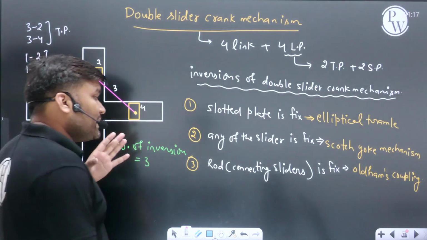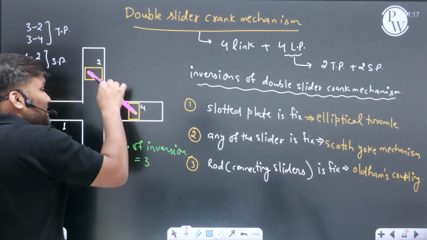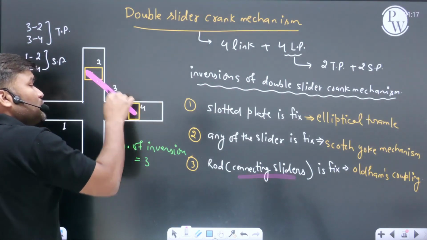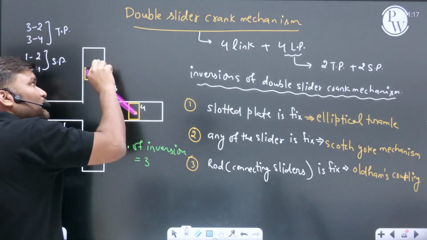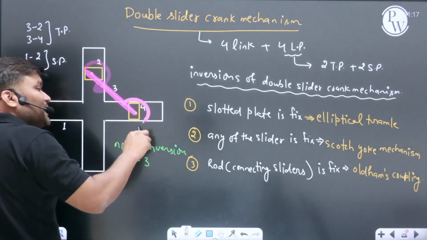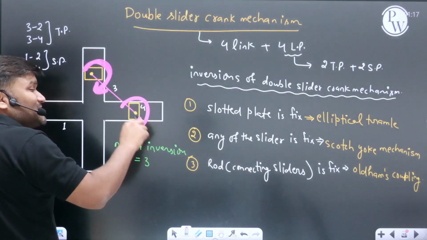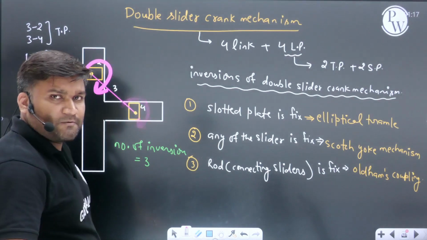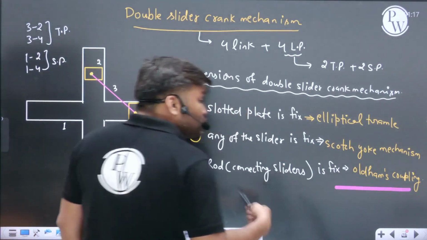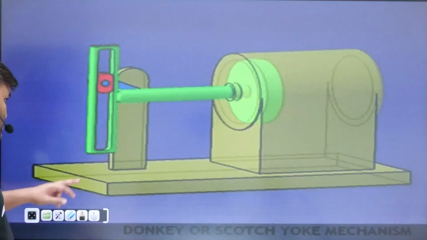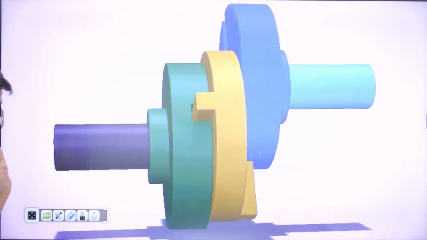And last, if rod which is connecting the slider, this is the rod which is connecting both these sliders. If rod को you are going to fix, so link 2 and link 4 के rotations can be transmitted into each other. If link 2 को somebody is going to rotate, link 4 will rotate in the same direction with the same velocity. And this concept is used as Oldham's coupling to connect shafts better. To connect shafts, you can see here. You can very easily see here.